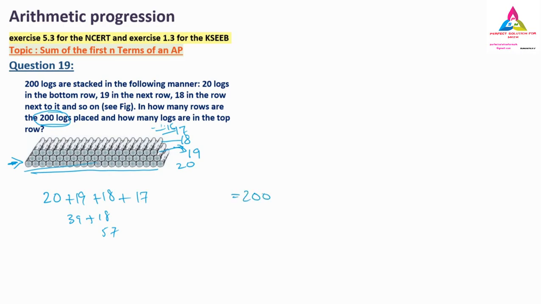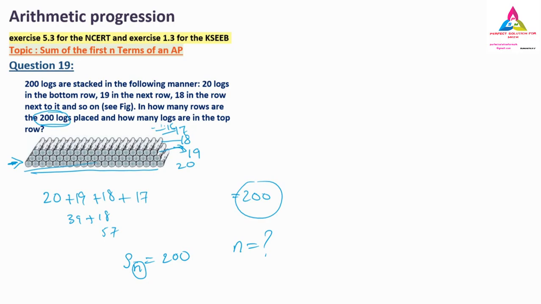Understood? So this is the thing they have given, and what does this 200 logs refer to? You are adding all the numbers, that is 20, 19, 18, 17, all the logs. So you are going to get 200 over here. So 200 is nothing but Sn, the total number of logs. But they have not mentioned how many rows we have, that is n. So we have to find how many rows there are. Here you have to find n.